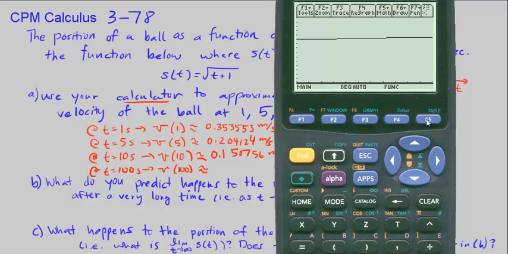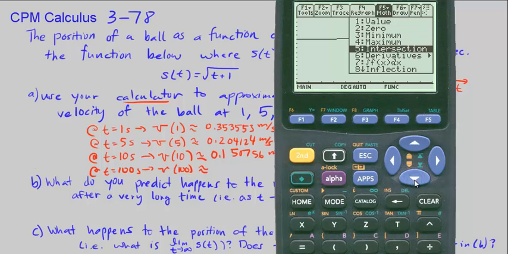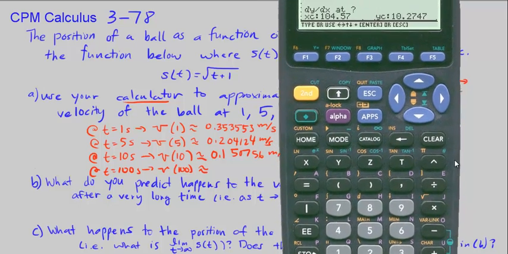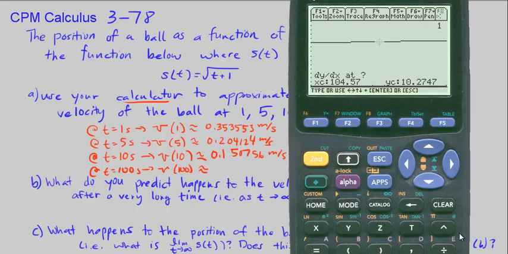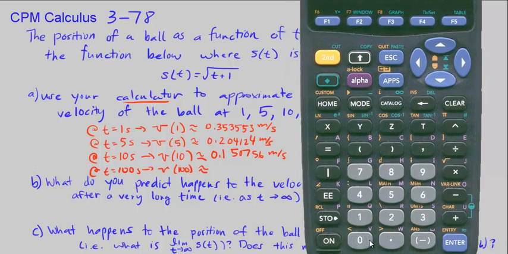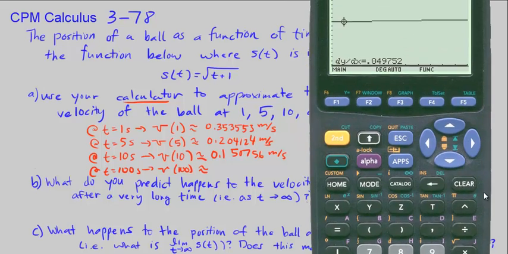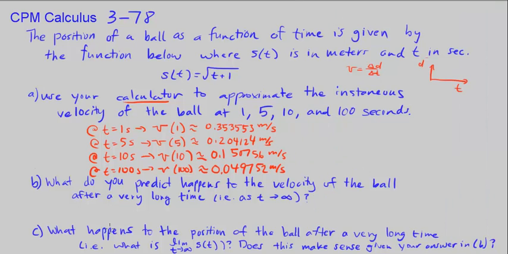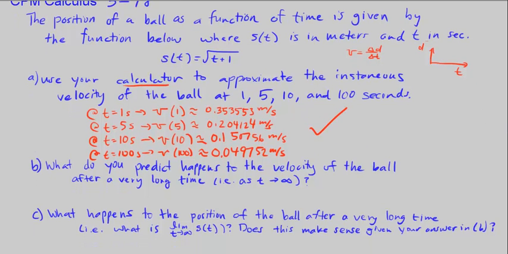Now I want to go back here and use my calculator to get the derivative. So let me enter the derivative at 100. Enter. And now it will tell me it is 0.049752 meters per second. So that is approximately the answer. I used my calculator. Great. So I've done all that. Let's go to part B.